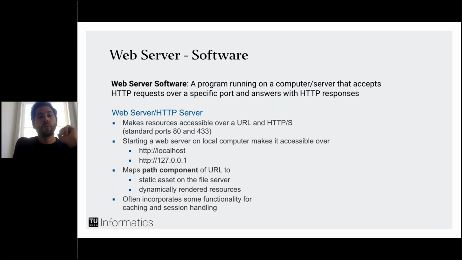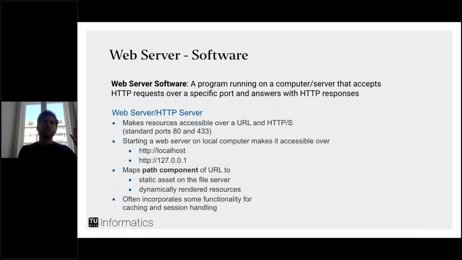Okay, so what this server as a software does is it makes resources available over a URL and over HTTP or HTTPS. And the standard ports are 80 and 443. And again, we've already seen that if you start your server locally, you can say localhost, or you can say 127.0.0.1, which is just a translation to localhost on your local computer to access those resources.